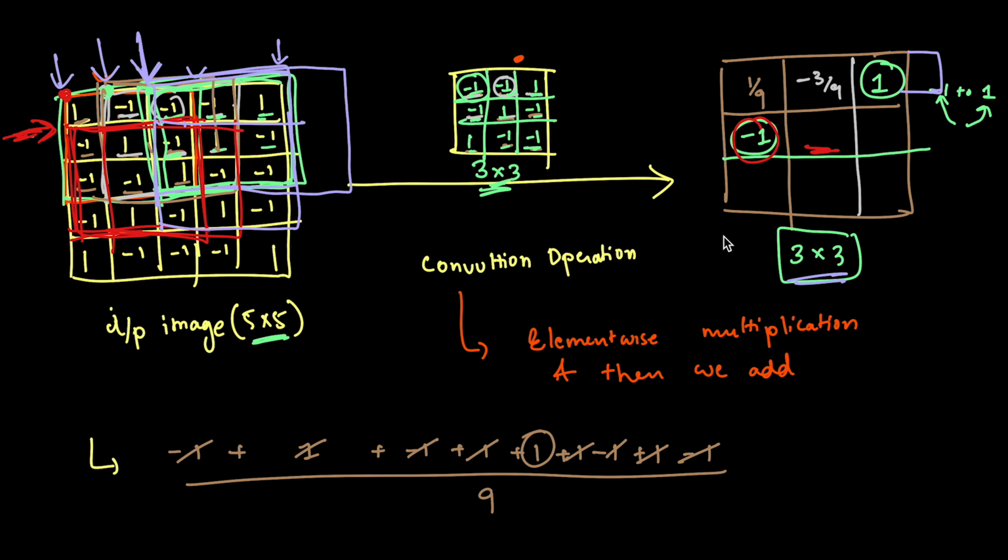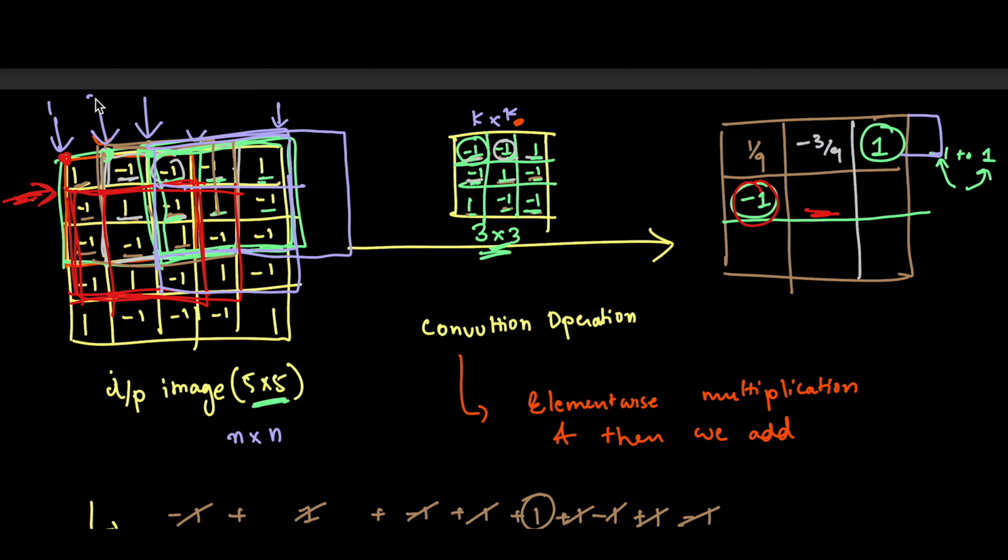So if we generalize these numbers, if it is n cross n and this is k cross k, then what will be the output shape? So simply we can understand this. If we are coming till this portion, that is, let's say if we are numbering 1 2 3 4 5, if we are coming till this 3, then we should stop, right? That is 5 minus k. What is 5 minus k? 5 minus k is 2, but we need to cover extra one, that is 5 minus 3 plus 1.